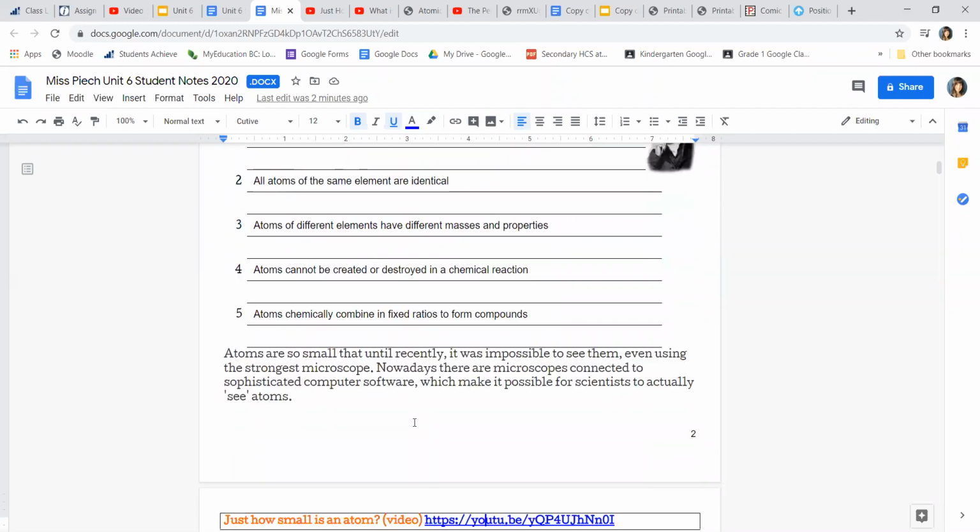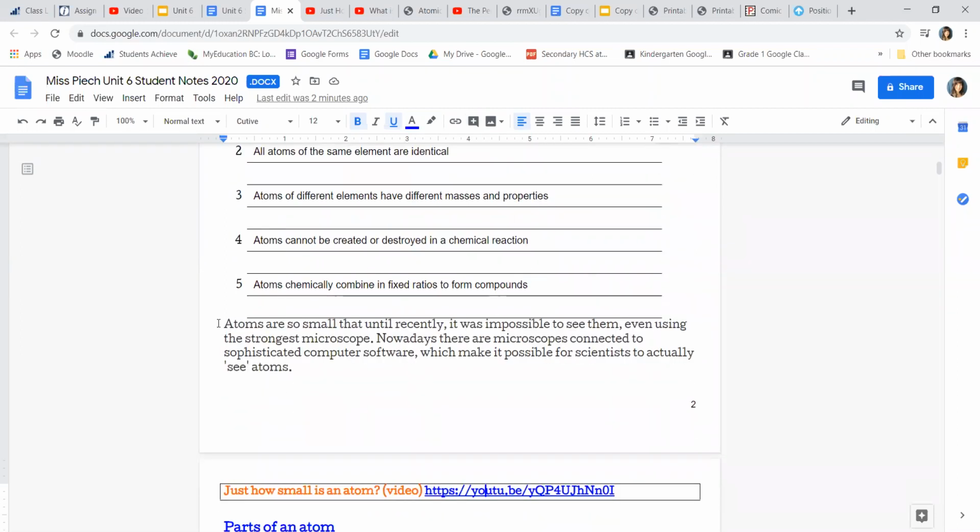So now, keeping in mind that atoms are so small that it's really only very recently that we've been able to even start looking at them, because even the strongest microscope that existed back then was not strong enough to properly look at an atom. And so it's only recently, with bigger and better technology, and the ability to zoom in on things and magnify them, that has improved enough for us to look at the atom.